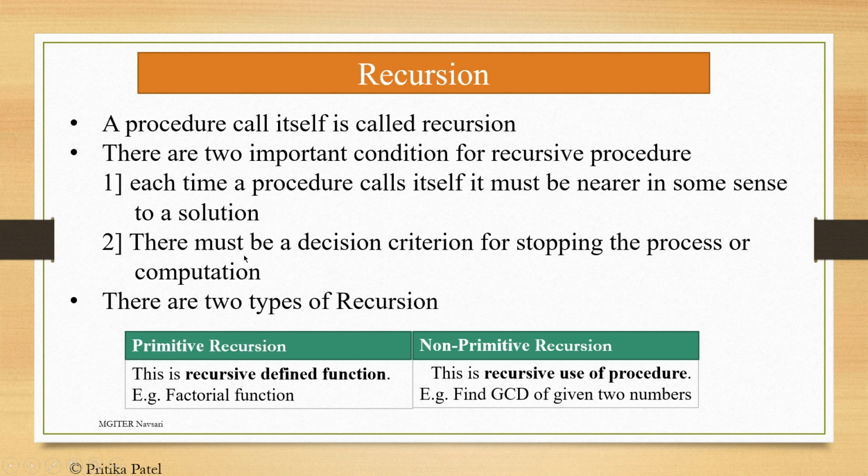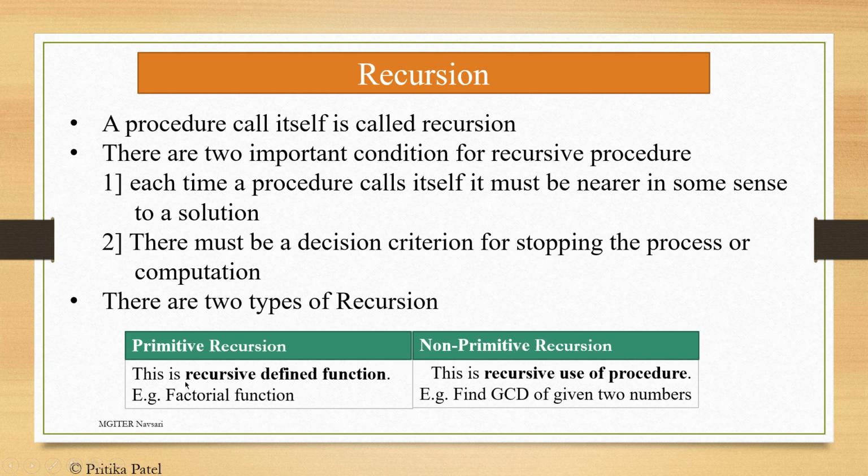Second one is there must be a decision criteria for stopping the process or computation. It means we have to decide one condition which is used to stop the procedure. Then there are two types of recursion. First one is primitive recursion and second one is non-primitive recursion.